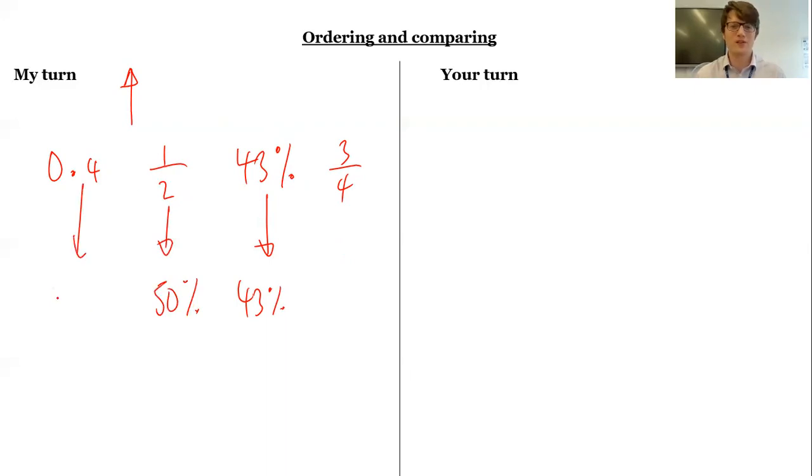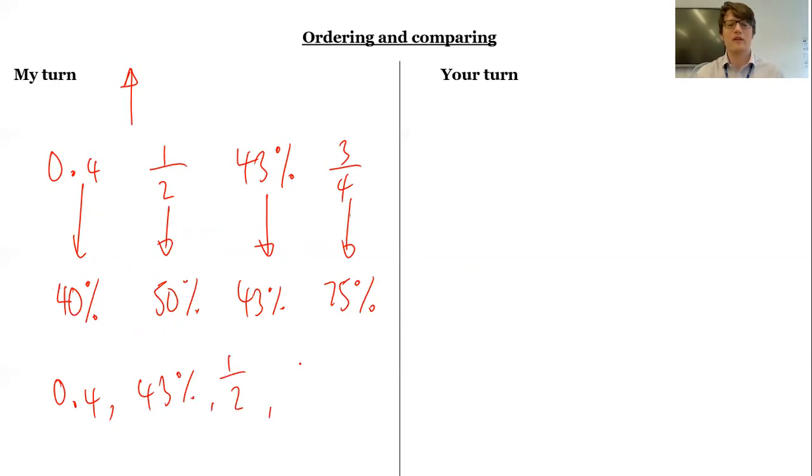0.4 is not 4%, it's 4/10, which is 40%. 40 parts out of 100. And 3/4 we just saw is 75%. Now I can compare them much more easily because they're all the same type of number, they're all percentages. I can see that 0.4 is the smallest, then 43%, then a half, and finally 3/4 is the largest number.